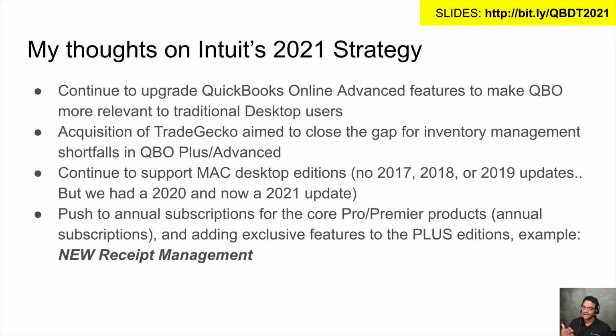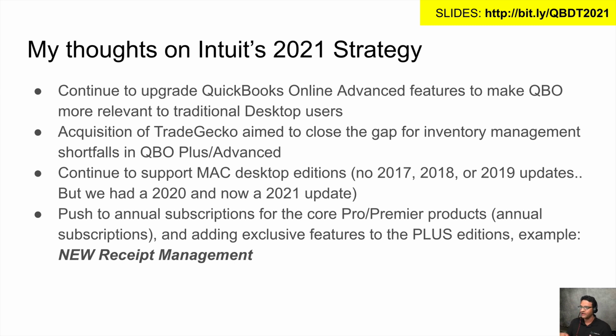Intuit announced that they're going to acquire TradeGecko, which I think is an inventory management and e-commerce management app. So I think that acquisition, when it finishes, if it finishes, would be aimed at trying to close the gap for the shortfalls that QBO has in the inventory world. So I think that's going to be a sort of perfect storm where QuickBooks will continue to push new features into QBO Advanced. And once TradeGecko gets completely assimilated into the QBO ecosystem, it might just be part of the Advanced SKU. Who knows? I don't have any inside baseball on this. I am a contractor for Intuit, and many times I do get inside information.